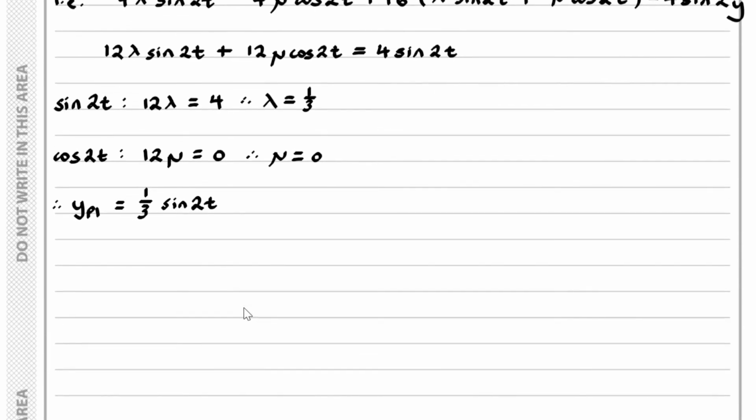And what I need to do now is find out my general solution, which is the sum of the homogeneous and the particular integral. So my general solution, I've got my homogeneous a cos 4t plus b sine 4t plus my particular integral, which is 1/3 sine 2t. So here is my general solution.